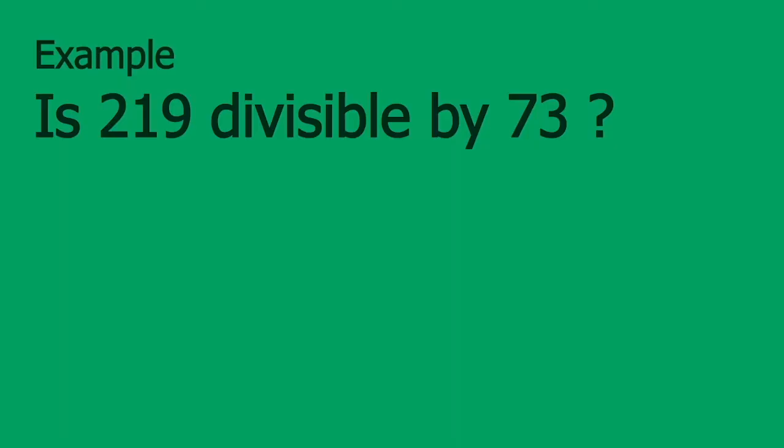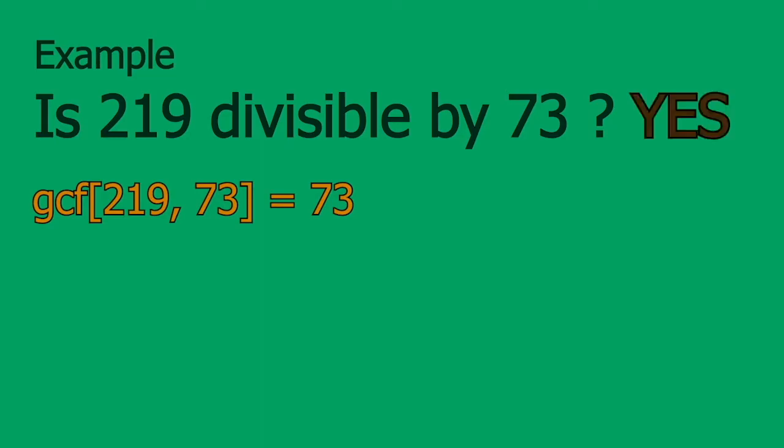Here's an example. Here we have 219. Is it divisible by 73? Well, we can actually test that. We can divide it if we really want to. But if I tell you for a fact that the greatest common factor between 219 and 73 is 73, then we know for sure that 219 is divisible by 73.